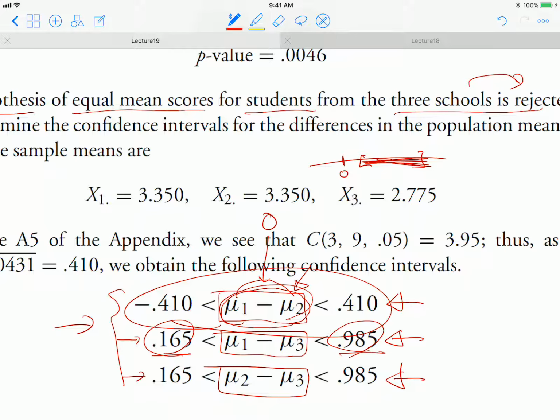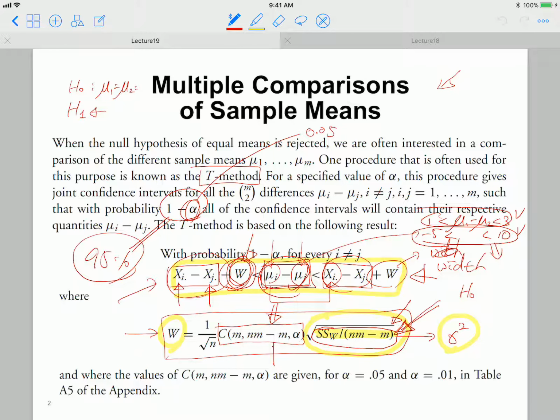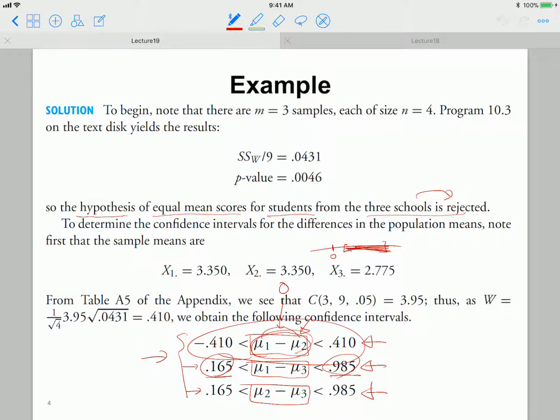So it is certainly excluding the 0. So it means that mu1 and mu3, and mu2 and mu3 are significantly different from each other. So that's the additional information that we can obtain by utilizing this equation. Okay.